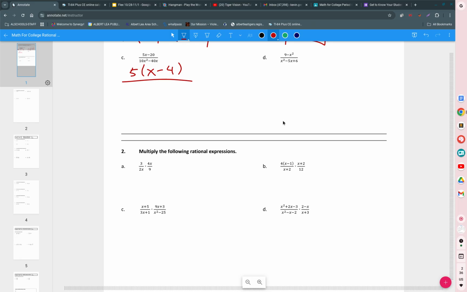What can I factor on the bottom? 10. A 10 and? x. And I'm left with x minus 4 as well. So this unit will be heavy on your ability to factor. Notice that the x minus 4's do reduce, and 5 over 10x, the top and bottom are both divisible by 5, so I have 1 over 2x.